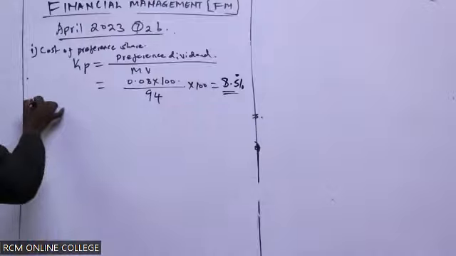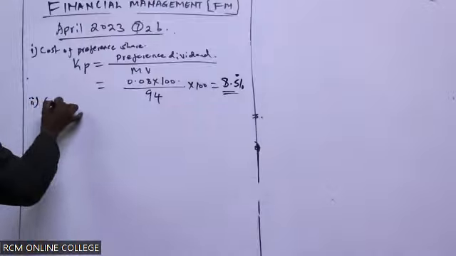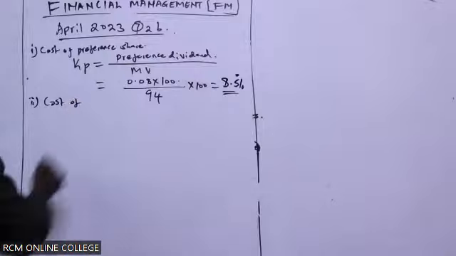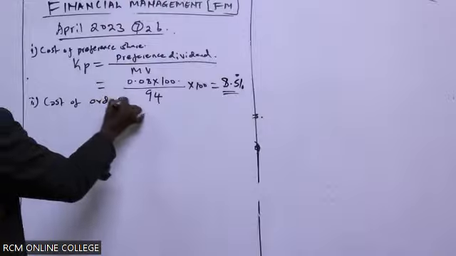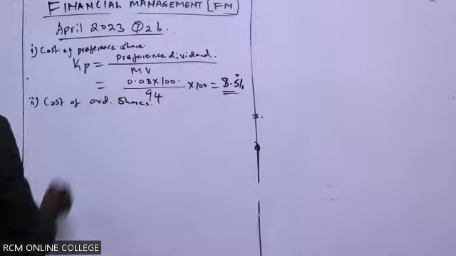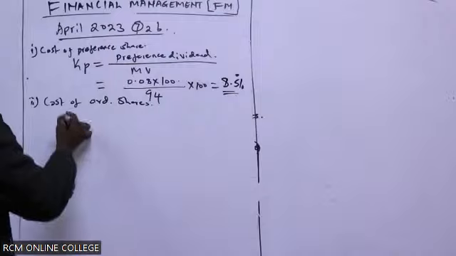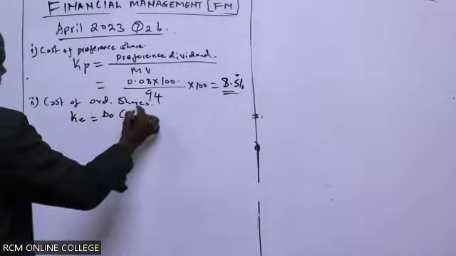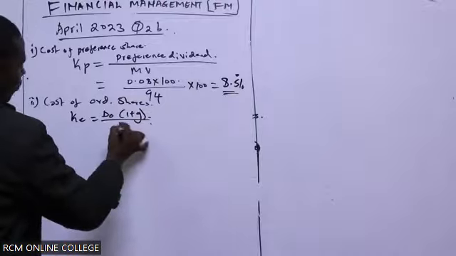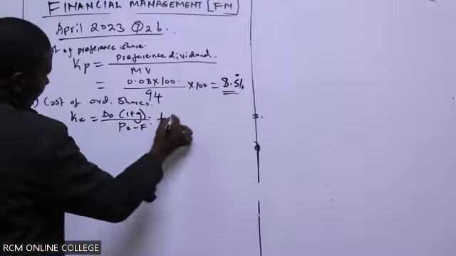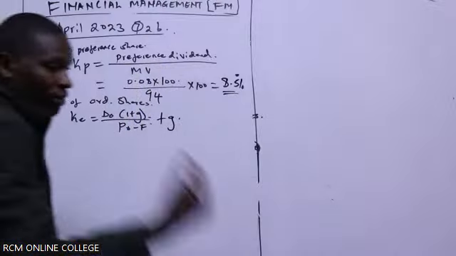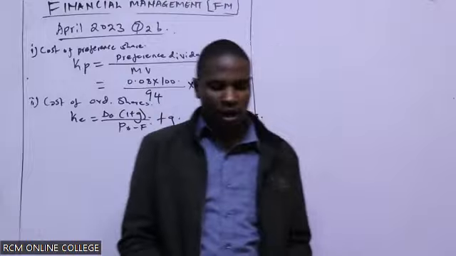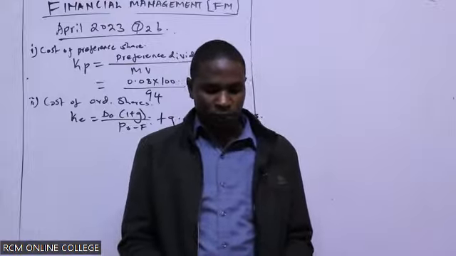We go to number 2, the cost of capital, cost of ordinary share. I know that to compute the cost of ordinary share, KE is equal to D0 (1 plus G) divided by P0 minus F, plus G. Good. Now, from the question, just check. Do you have those items?